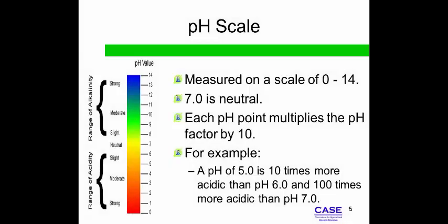Distilled water would be an example of a pH-neutral substance. 1 full point on the pH scale represents 10 times more acid or alkali, depending on the direction of the difference.